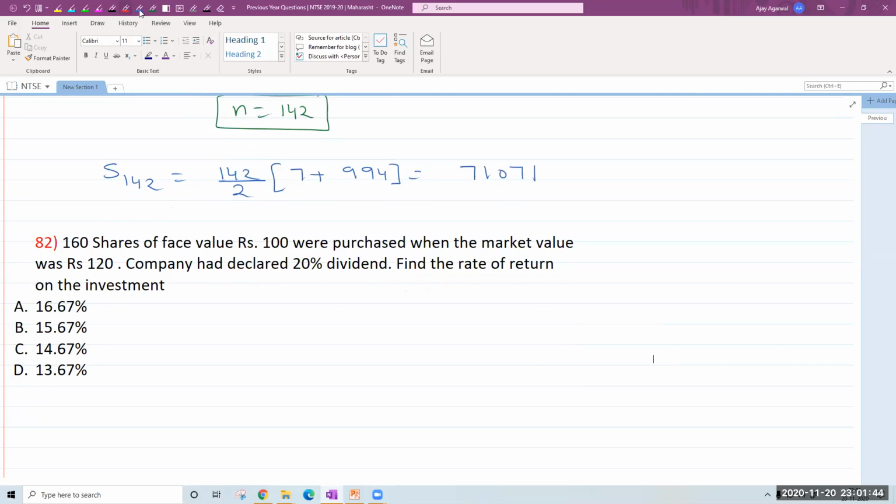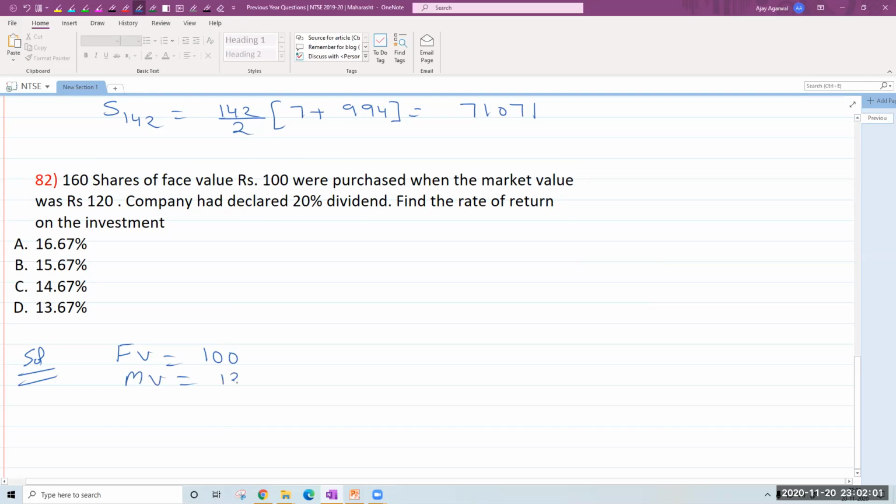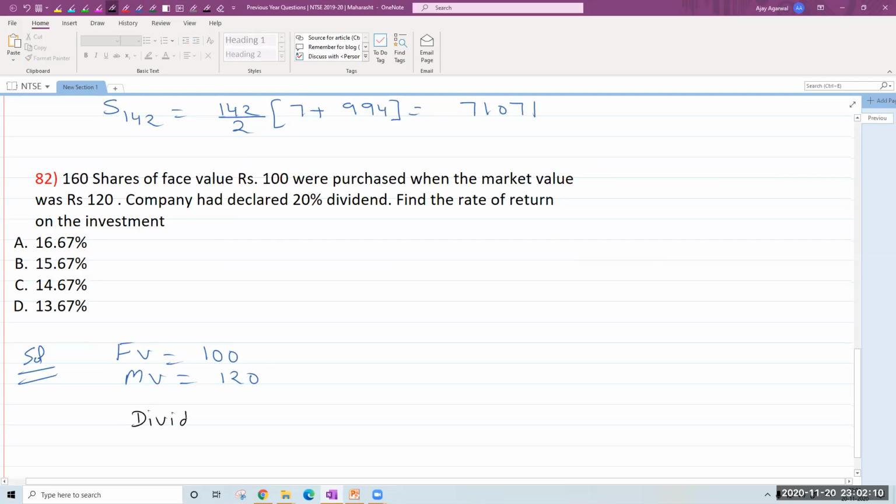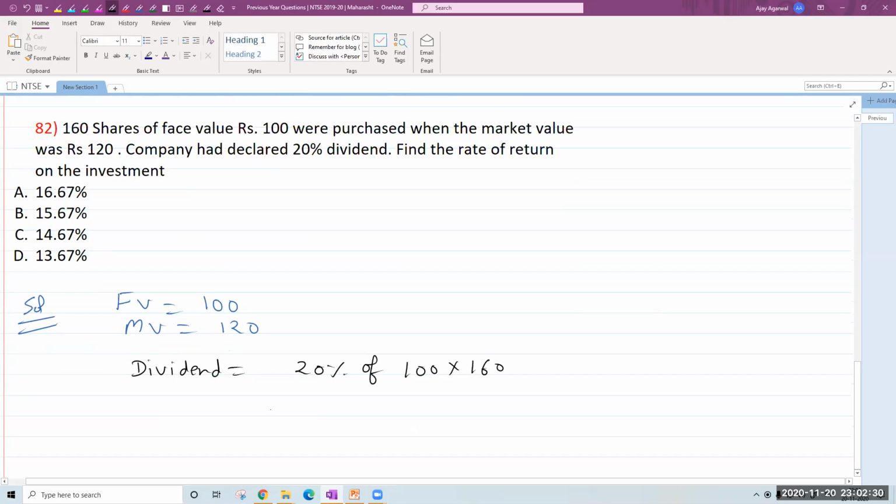Let's start. What is the given information you have? The face value of a share is 100. The market value is 120. Okay. As we know, the dividend will be 20% of 100 into 160, where 160 is the total number of shares and 100 is the face value. So this is the initial price, and the dividend is calculated on the initial price. So 20% of this will be 20 into 160 into 100, and since this is a percentage, we use another 100. So 100 and 100 cancel out, and it will be 3200.